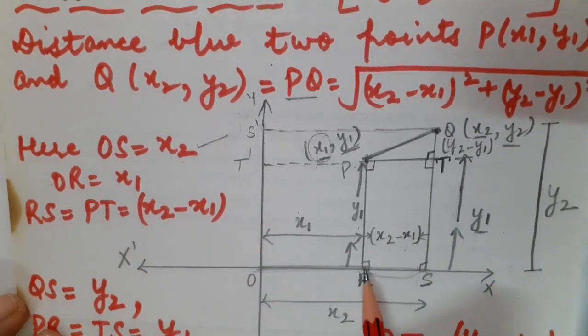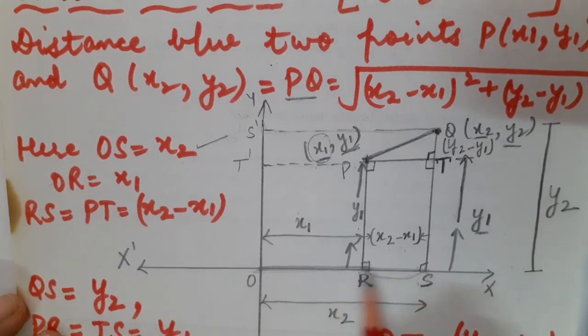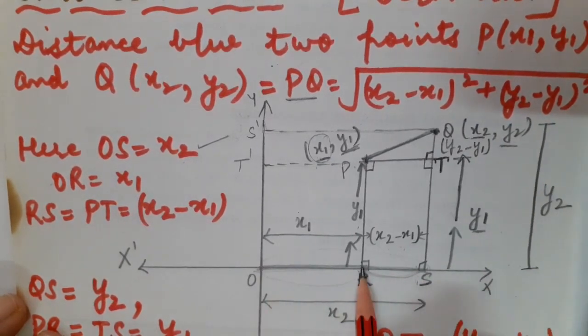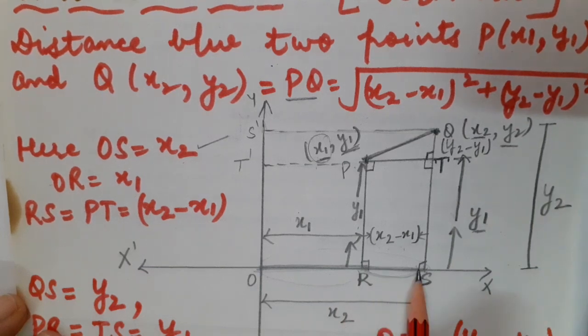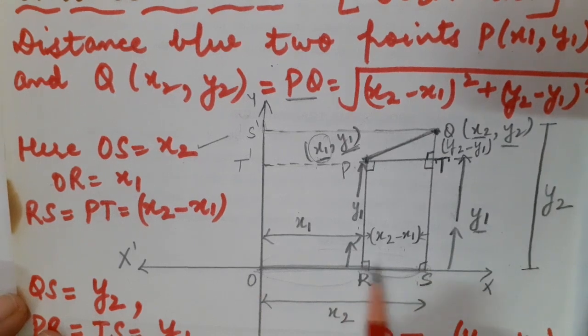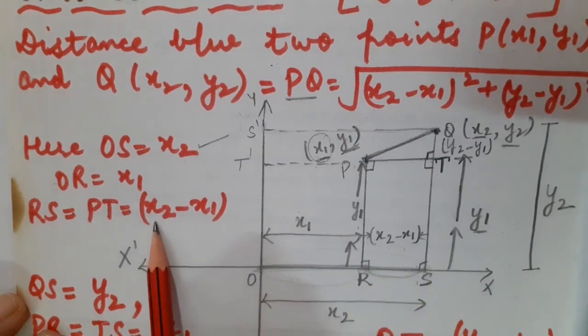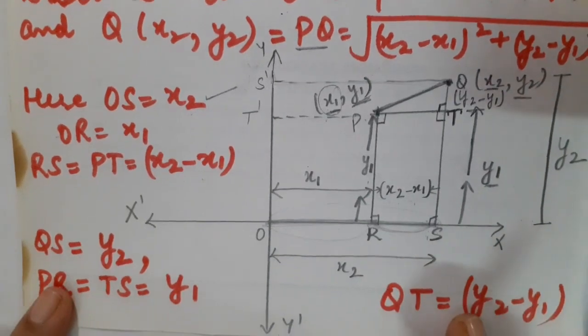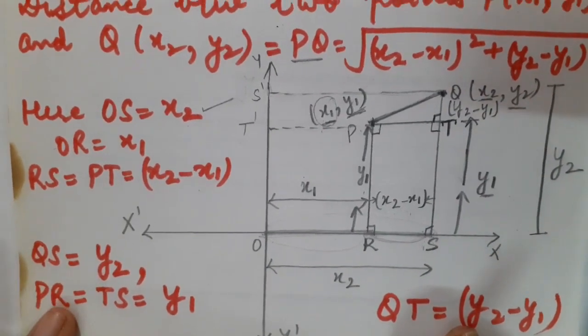Fine, students. So I have just explained to you how to calculate RS. When you know the complete OS and you know OR, RS is very simple to calculate. How can we do that? OS minus OR will give you RS. So that would be x2 minus x1. Fine, students? Okay. Now let us switch to the next point.